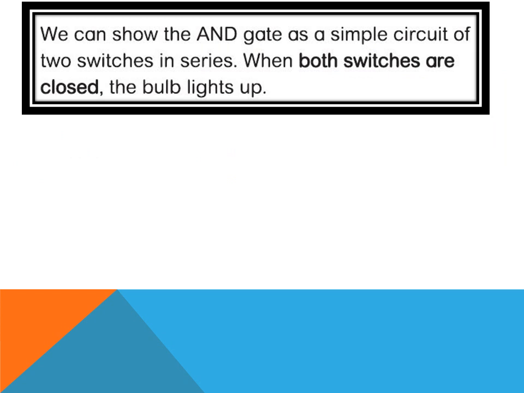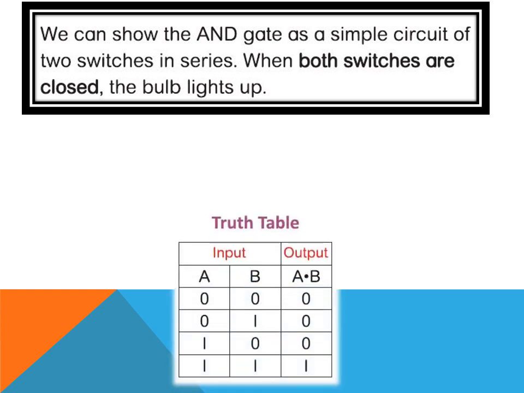We can show the AND gate as a simple circuit of 2 switches in series. When both switches are closed, the bulb lights up. So, this is the truth table for the AND gate. See, the inputs are A and B and the output is A dot B. Only when both the inputs are 1, then the output is 1. Otherwise, if the input is 0, 0, the output is 0. If the input is 0, 1, then also output is 0. And if the input is 1, 0, then also the output is 0.